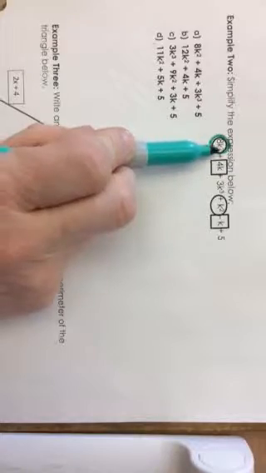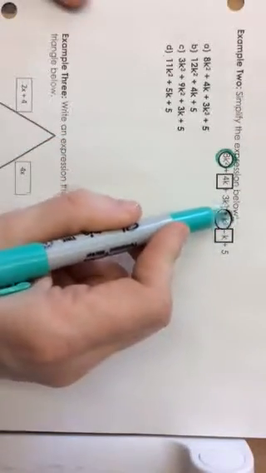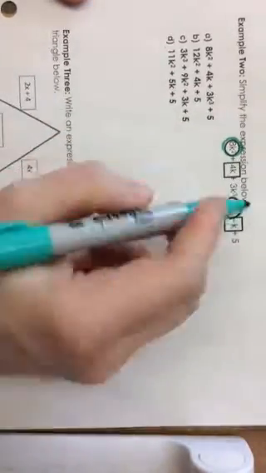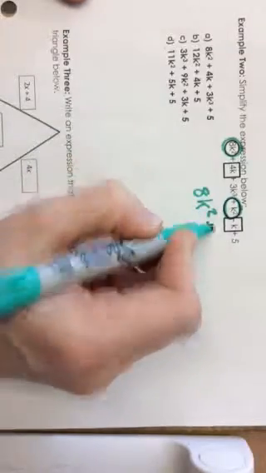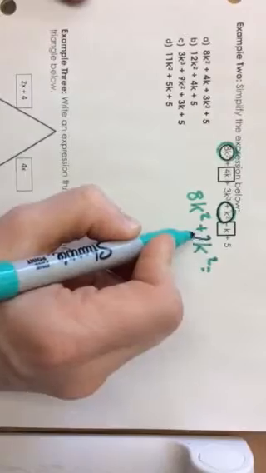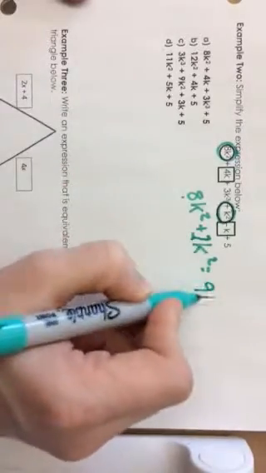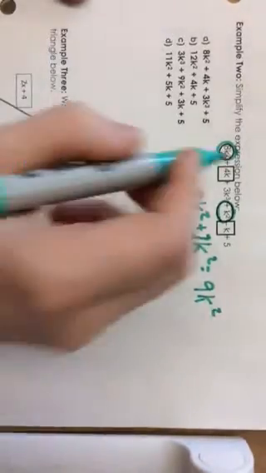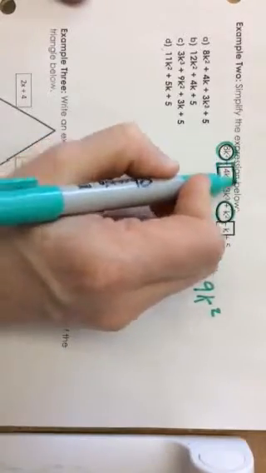Example 2 is just more practice on that. I started it for you. First, circle the first term. Do you see any like terms? Same variable raised to the same power? You do right here. 8k squared plus k squared. Remember, that means you have a 1 in front. So you're doing 8 plus 1. Get 9k squared.